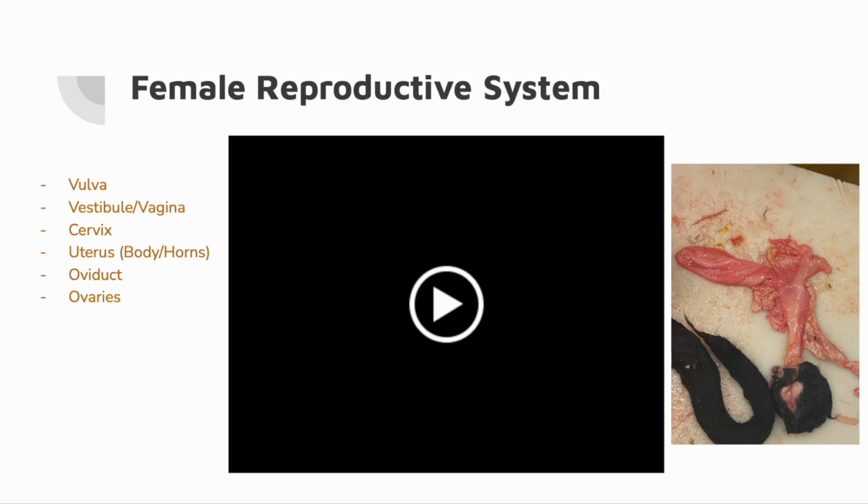As we move through the horns, we come to the oviduct, which is the primary site of fertilization of the egg following ovulation. And the egg is produced within the primary site of gamete production in females, the ovaries. So follicles will develop here and eventually result in ovulation.